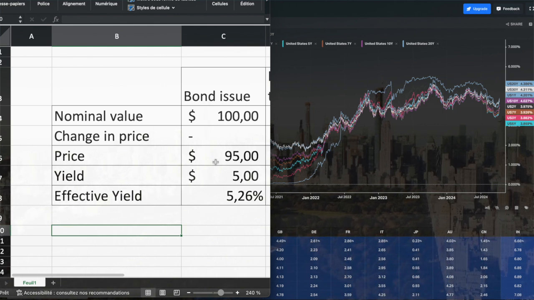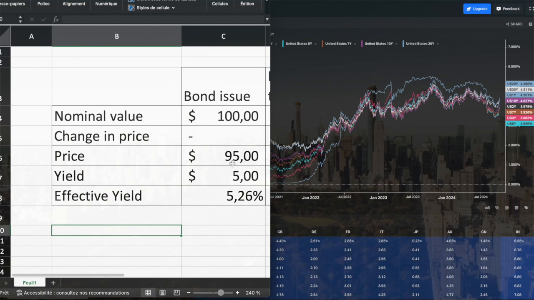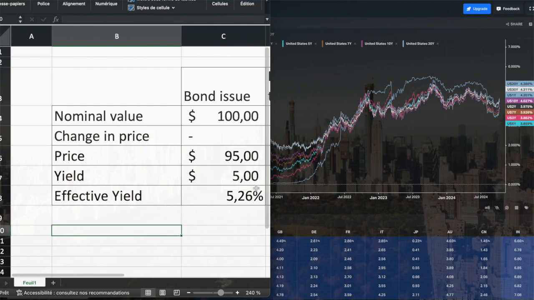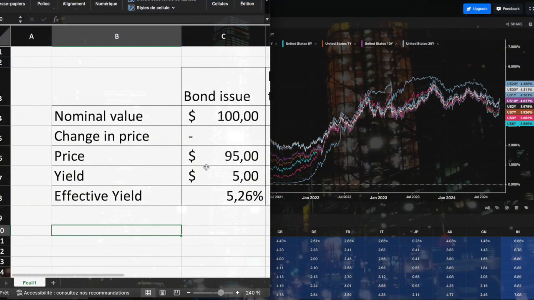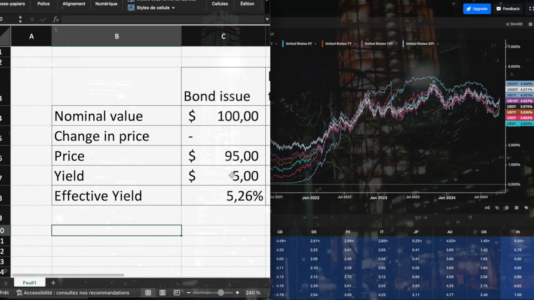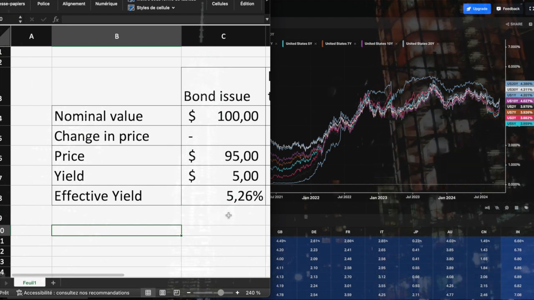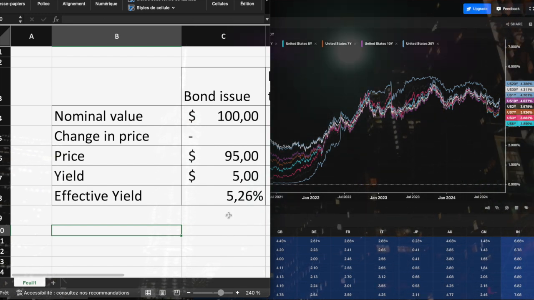And they're going to wait 1 year, right? This is a 1-year bond. And they will get back $100 because the yield is $5. That's the interest part. So the effective yield in this scenario, it's this divided by this, right? 5 divided by 95. So we have an effective yield of 5.26%. Now, why am I explaining all this?